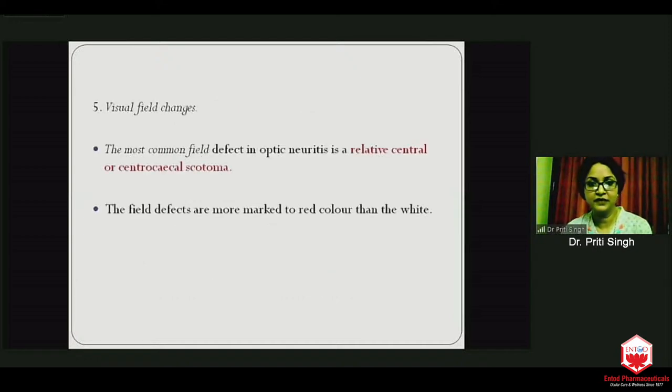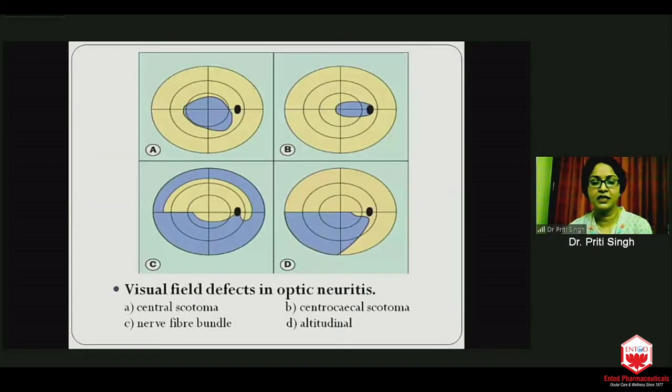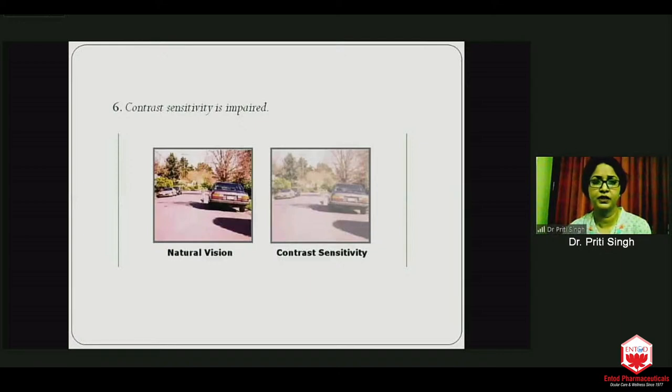The most common field defect in optic neuritis is a relative central or centrocecal scotoma, which is more marked for red color than for white. These are the various types of field defects seen in patients with optic neuritis. Contrast sensitivity is also impaired in patients with optic neuritis.